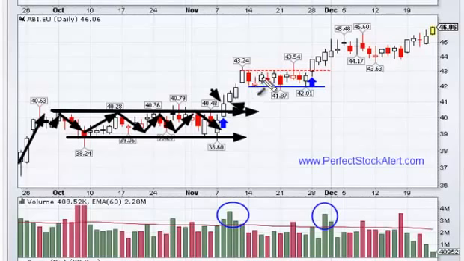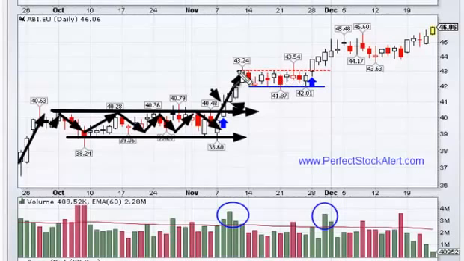Here we can see another situation set up doing the exact same thing. You had an advance, and then it started to move sideways. We have 1 day down, 1 day up, 1 day down, 1 day up, 1 day down, that kind of thing. Just back and forth. It's price activity moving sideways. It's consolidating, forming a base.